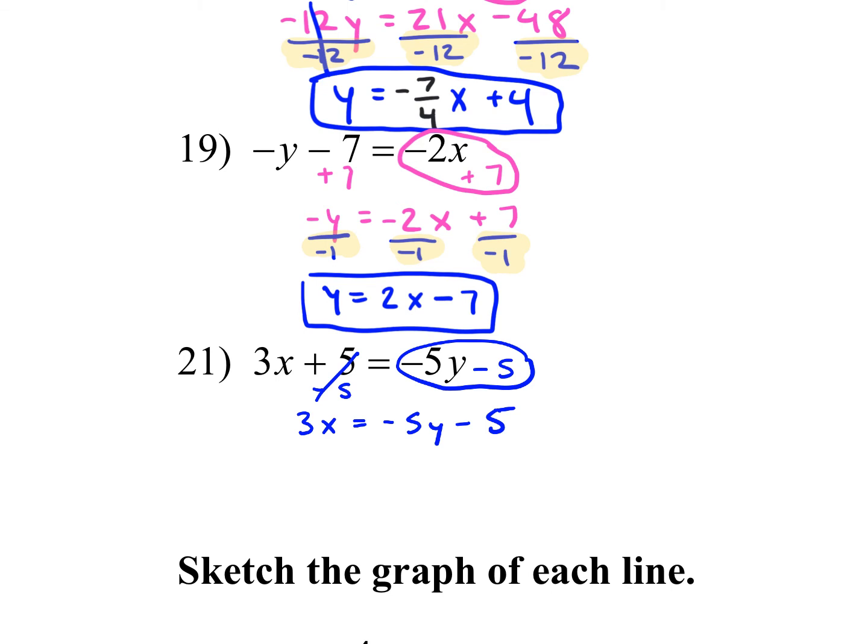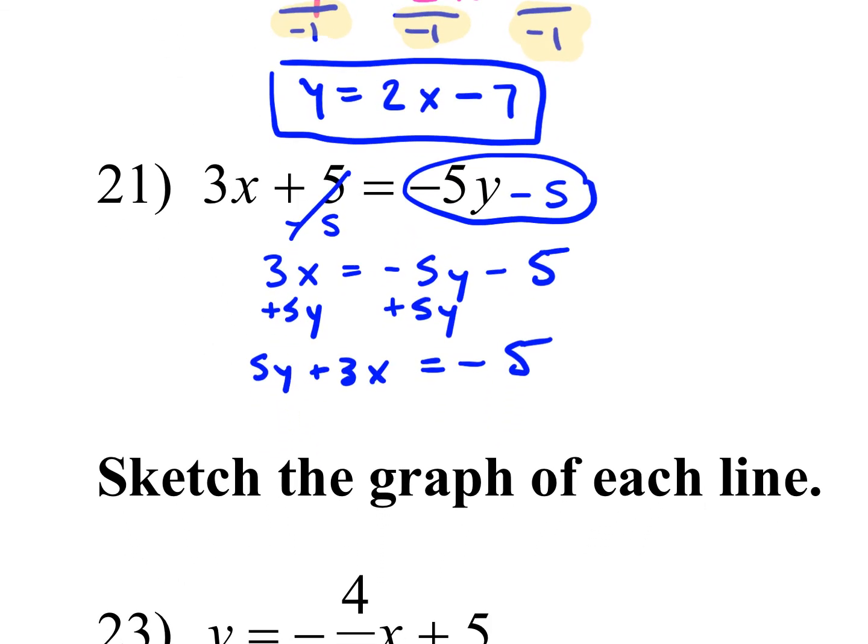What could I do next? I could add 5y to both sides. So I would have 5y plus 3x is equal to negative 5. What should I do next? Subtract 3x on both sides. Can I combine negative 5 and negative 3x? No, they're not like terms, so can't combine them.